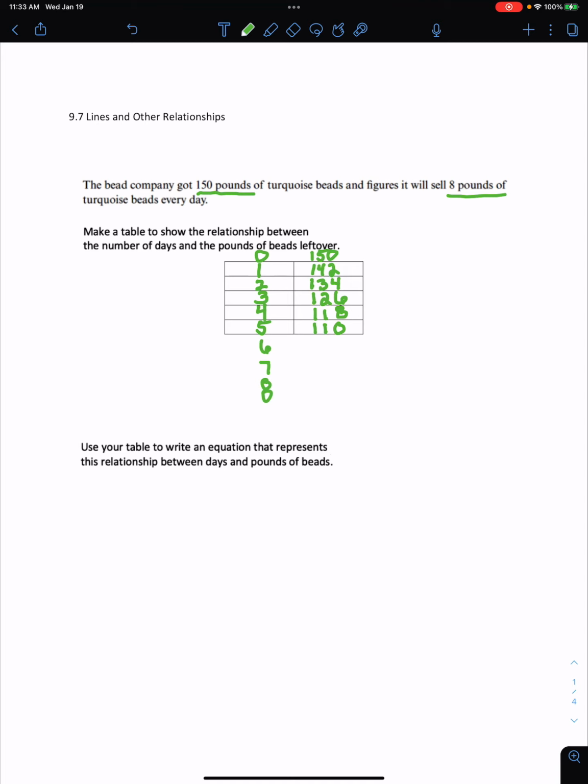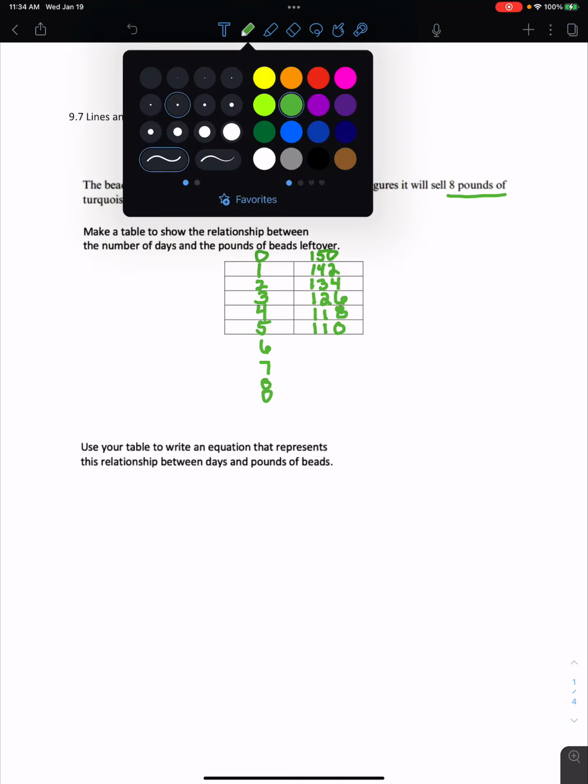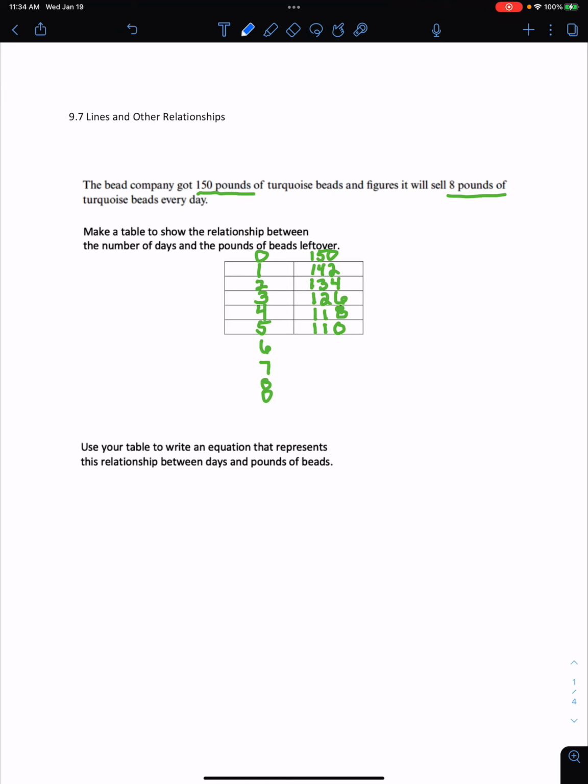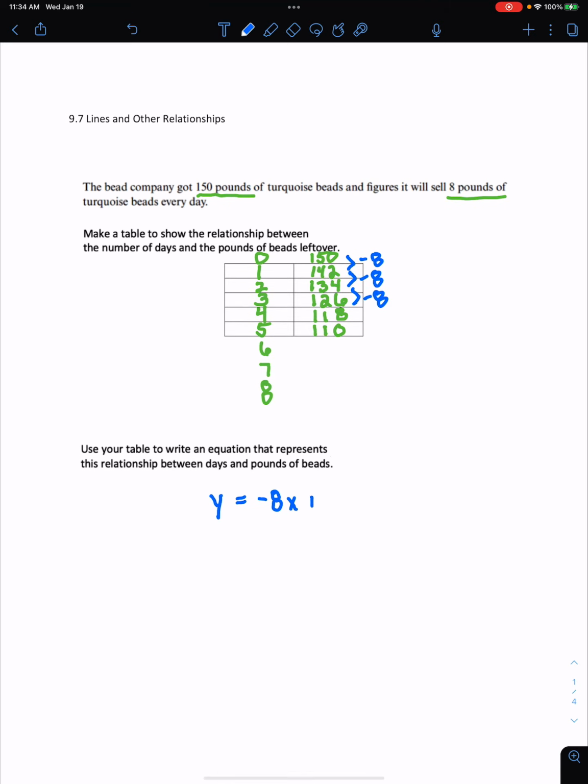So we want to use our table to write an equation that represents the relationship between days and pounds of beads. Now, we could do this a couple of different ways. We could think about this as a sequence. And each time we're subtracting 8 pounds of beads. And remembering our rule from our sequence, we remember that we can write this as y equals minus 8x plus 150. Remembering that 150 here is our 0th term.